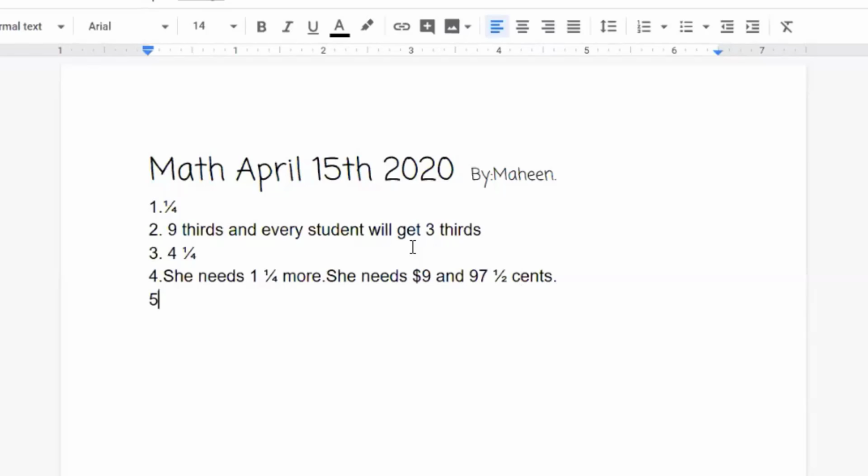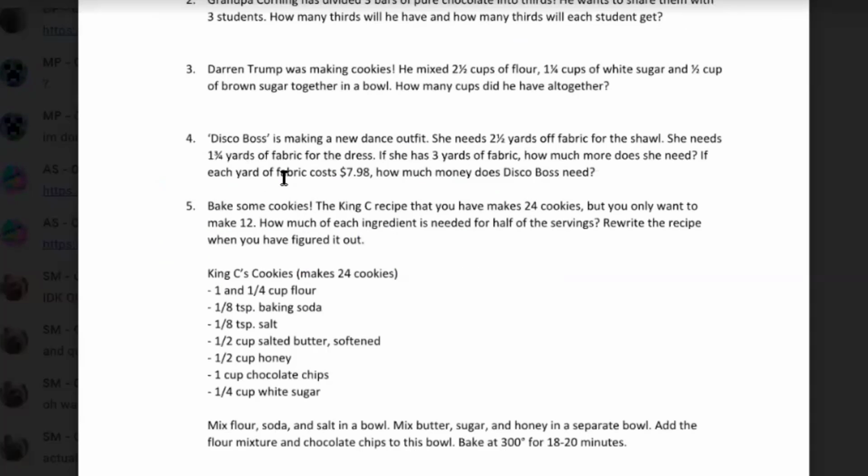Now I think this is the last question we will be doing for math. Okay, so can you see? Yes, I can see. Bake some cookies. The recipe that you have makes 24 cookies, but you only have to make 12. How much of the ingredients is needed for half of the serving? Rewrite the recipe when you have figured it out. The recipe is for 24 and you have to make a new recipe for 12, which means you need half of the ingredients.